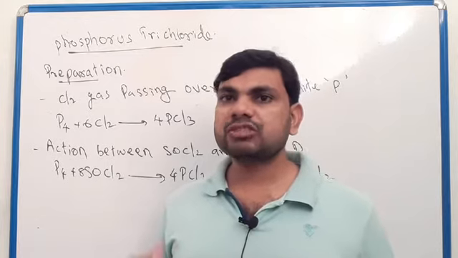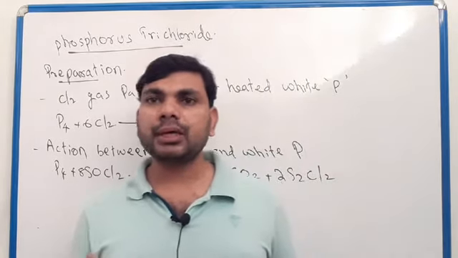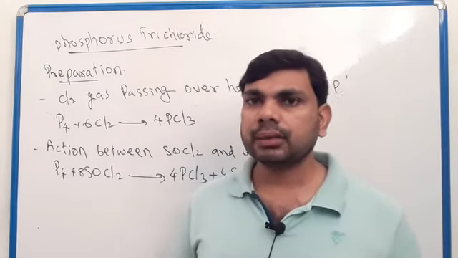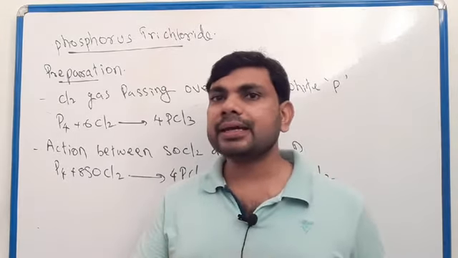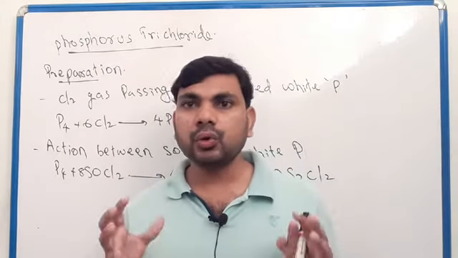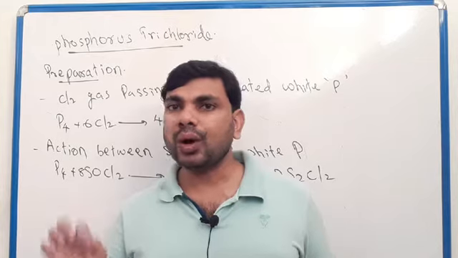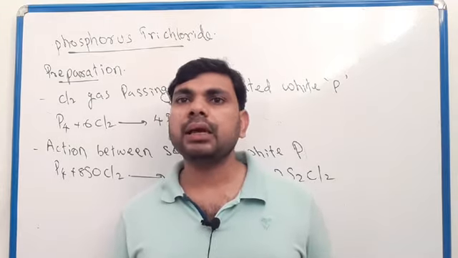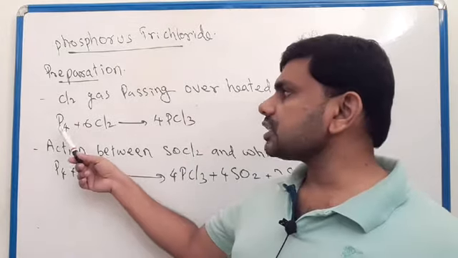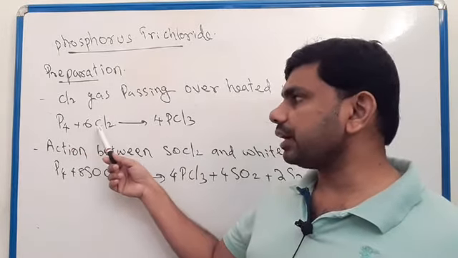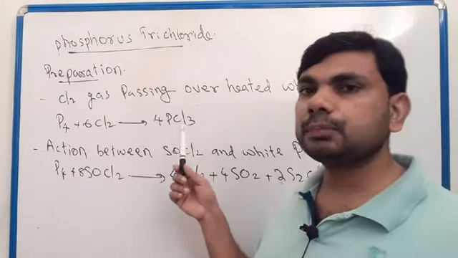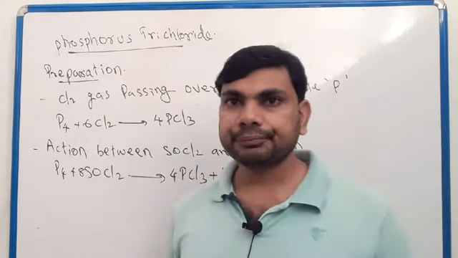Preparation of phosphorus trichloride. There are two methods to prepare PCl3. First one, dry chlorine gas passing through white phosphorus, we will obtain PCl3. Look here, this is white phosphorus and dry chlorine gas, both of them reacted together and produce PCl3.